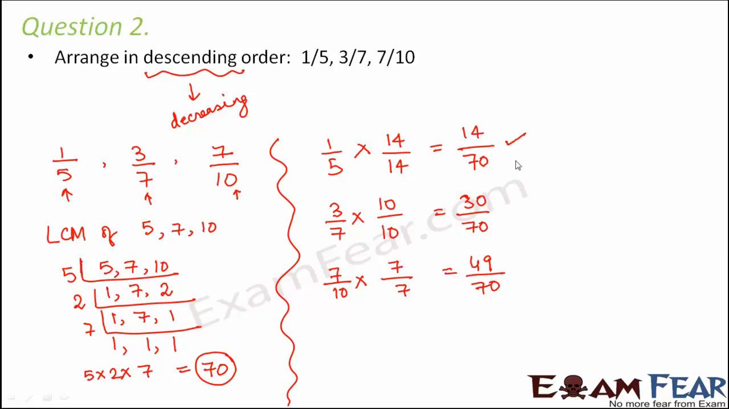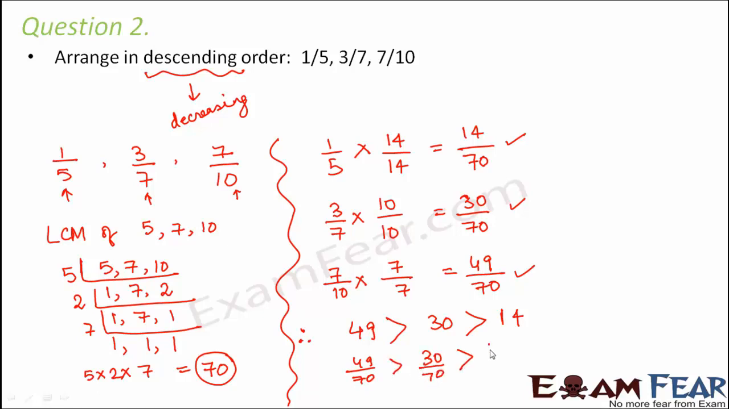So now you see we have been able to convert each of them into a form such that all of them have the same denominator, that is 70. Now it is very easy to compare because now we have to compare only the numerators. Therefore, we can say that 49 is the largest of all. So 49 is greater than 30, which in turn is greater than 14. Therefore, 49 by 70 will be greater than 30 by 70 will be greater than 14 by 70. And therefore, we can say 49 by 70 is equivalent fraction of 7 by 10.